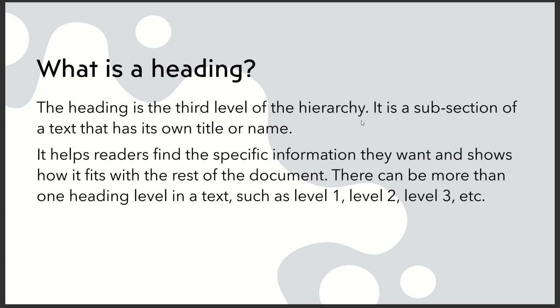What is a heading? Now, the heading is the third level of the hierarchy. It is a subsection of a text that has its own title or its own name. It also helps the readers find the specific information they want and shows how it fits with the rest of the document. There can be more than one heading level in a text. For example, we have heading level number 1, heading level number 2, heading level number 3, meaning that heading level number 1 is a little bigger, heading level number 2 is inside heading level number 1. Okay, and there can be even 5 to 10 headings in one paper.